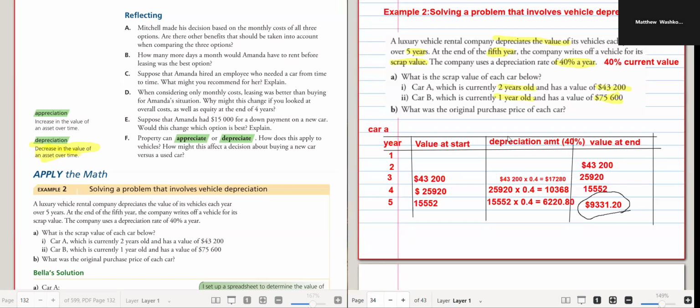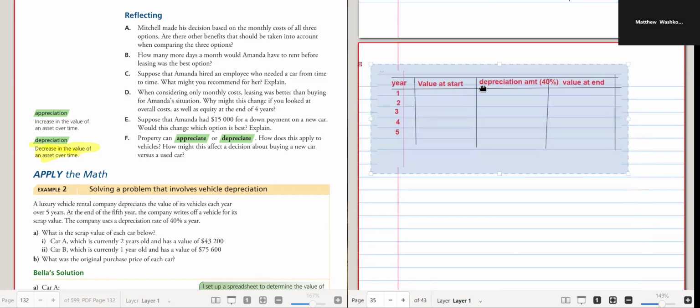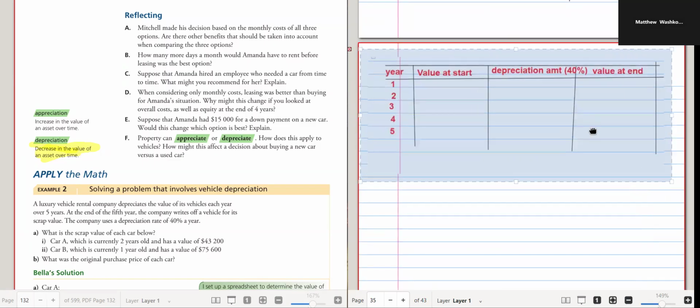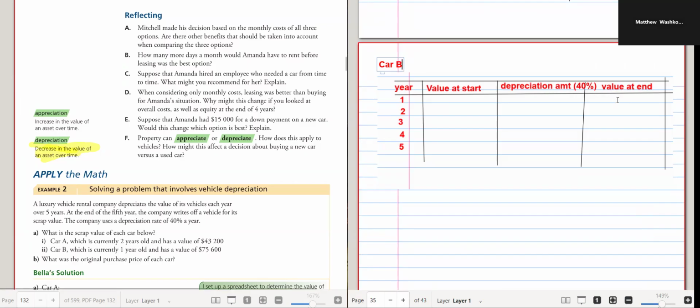Now, at this point, I want you to try out car B. So figure out what car B is. I'll give you a hint though. It starts at the end of year 1 and it's worth 75,600, which means the start of year 2 will have that as well. So 3, 2, 1, pause the video, solve it.